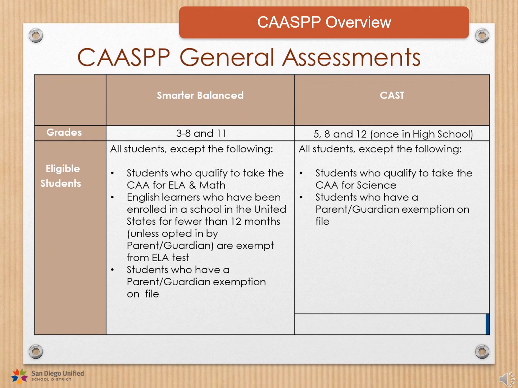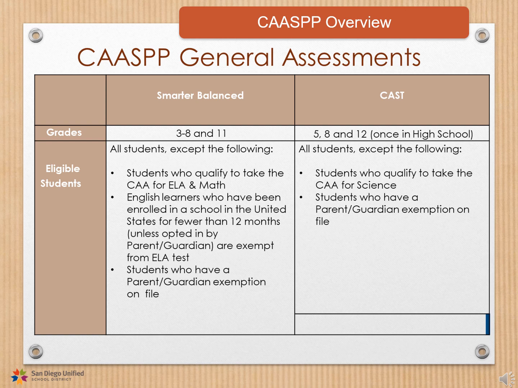Let's dive a little deeper to understand all the different CAASPP assessments. We're going to start off with the general assessments. Students in grades 3 through 8 and grade 11 will take the Smarter Balanced Summative Assessments for ELA and Mathematics. These assessments are administered online. A student may be exempted from taking the Smarter Balanced Summative Assessments in the following 3 situations.